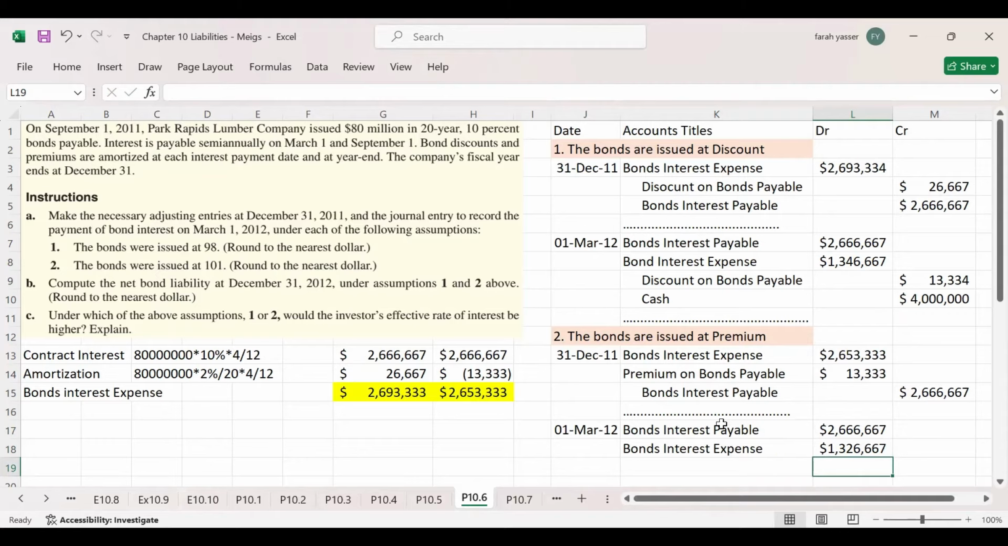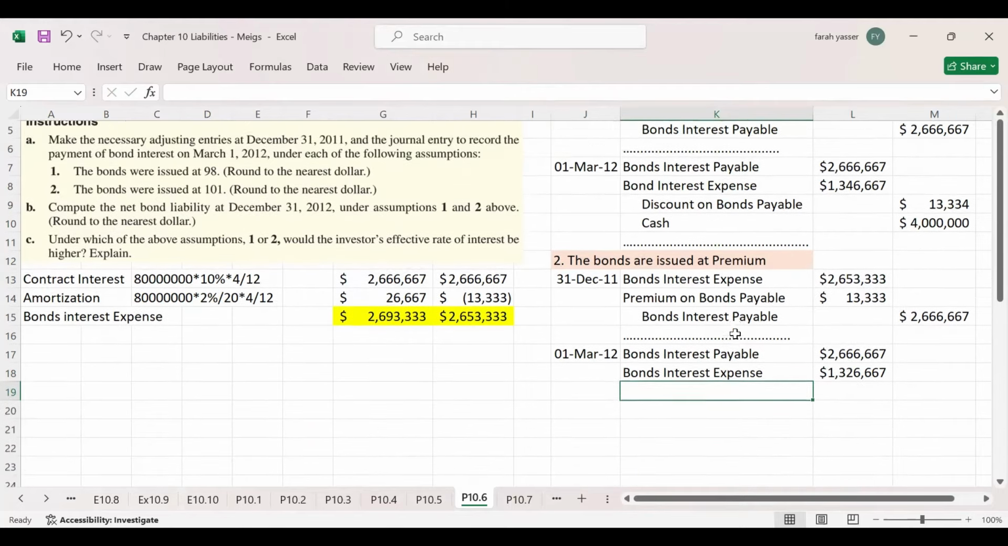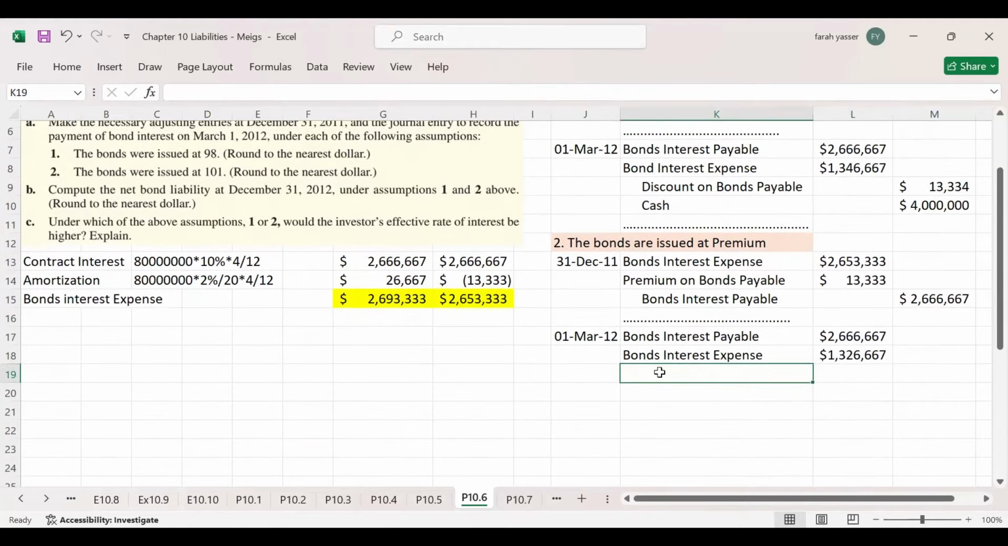You can see discount was on the credit side, so premium will be on the debit side. Premium on bonds payable, and this is the premium 13,000, and this premium represents 4 month amount, and as we are going to record this premium for the remaining 2 months, and then cash will be on the credit side.